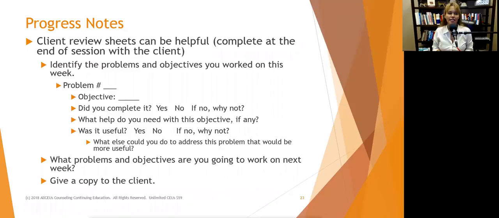So sometimes clients are supposed to be going to 12-step meetings, and for some clients, it just doesn't work for them. It doesn't click for them. So you say, did you go to your meetings? Yes. Was it useful? No. Why not? And they can tell you why not. Then you can ask, what could you do to address this problem that might be more useful? And they might say SMART Recovery or Celebrate Recovery or Women in Recovery. There's a lot of different options besides just 12-step groups that people can explore if 12 steps don't necessarily work for them.